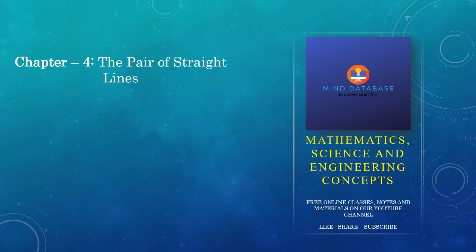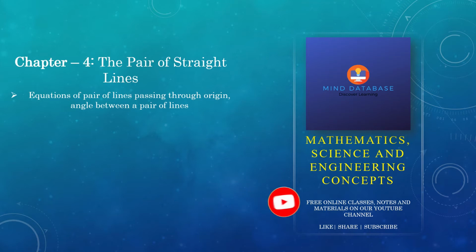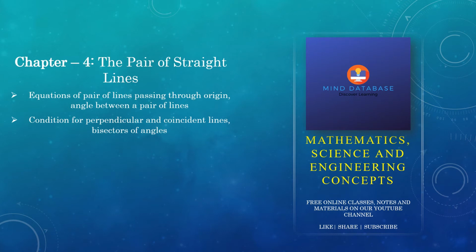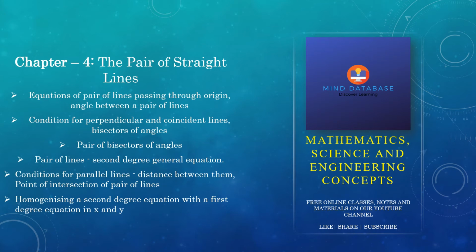Chapter 4, The pair of straight lines. In this chapter, we'll learn about equations of pair of lines passing through the origin and angle between the pair of lines, condition for perpendicular and coincident lines, bisectors of angles, pair of bisectors of angles, pair of lines, second degree general equation, condition for parallel lines, that is distance between them and point of intersection of pair of lines, and homogenizing a second degree equation with a first degree equation in x and y.